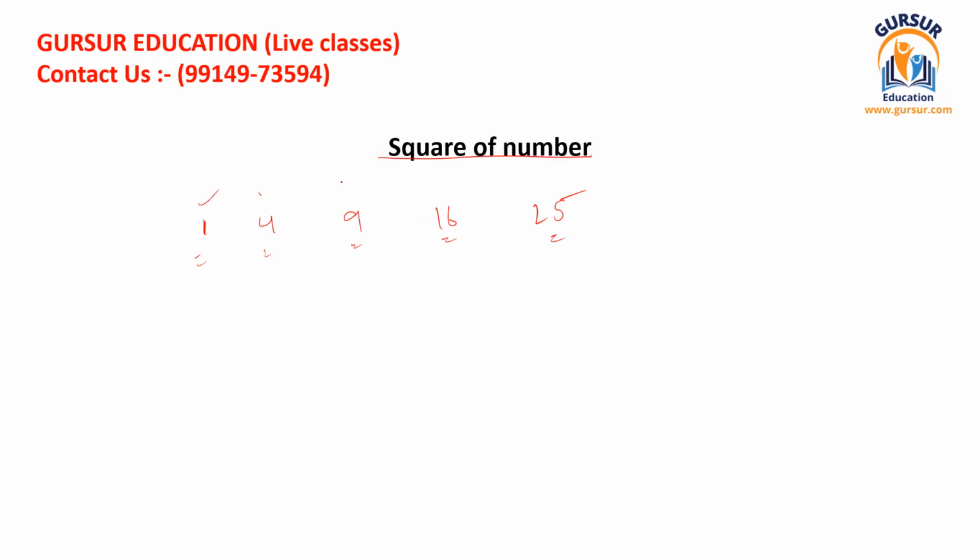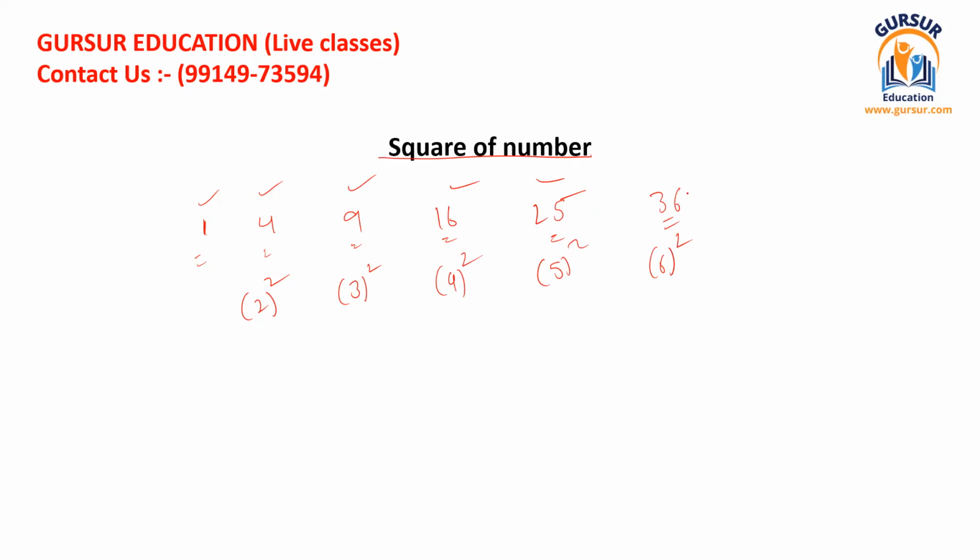By merely looking at the series, you can get to know that 4 is obtained if we square 2. 9 is obtained if we square 3. 16 is obtained if we square 4. And 25 is obtained if we square 5. Similarly, if we square 6, we shall get the resultant value. This is known as the square method of finding the number series.